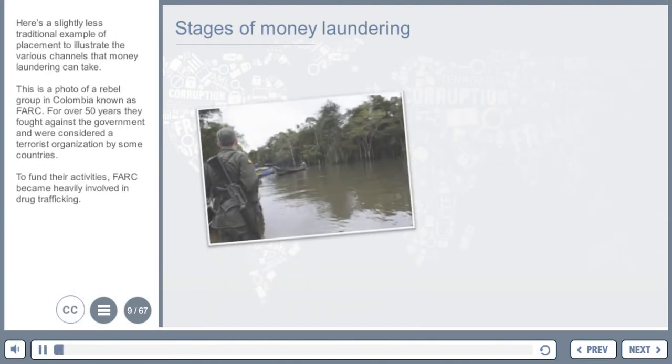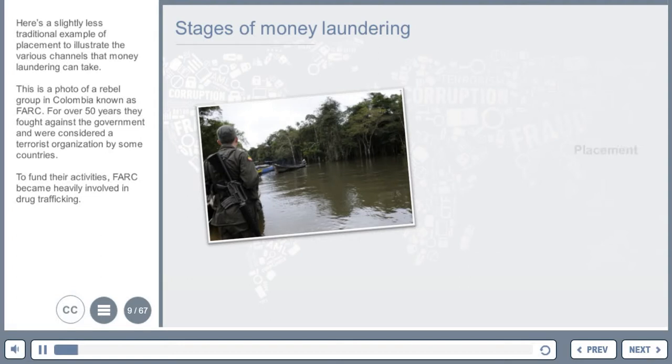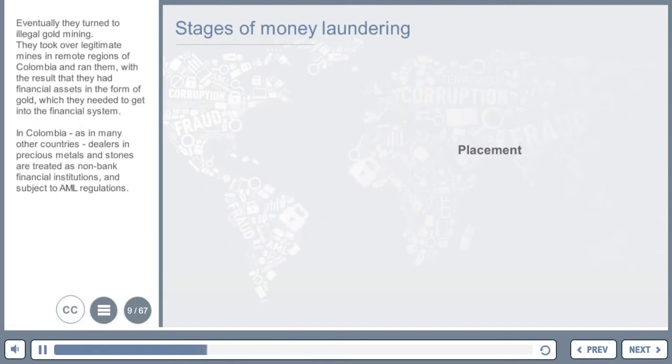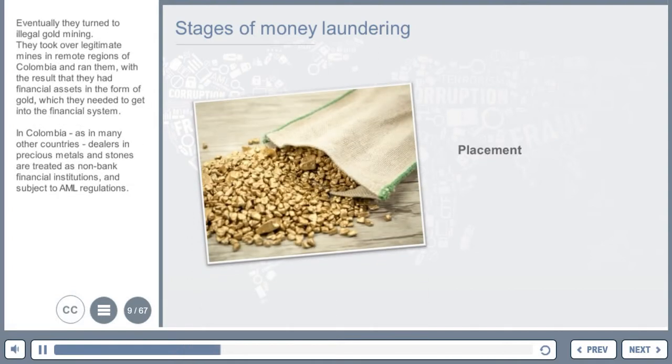Here's a slightly less traditional example of placement to illustrate the various channels that money laundering can take. This is a photo of a rebel group in Colombia known as FARC. For over 50 years they fought against the government and were considered a terrorist organization by some countries. To fund their activities, FARC became heavily involved in drug trafficking. Eventually they turned to illegal gold mining.